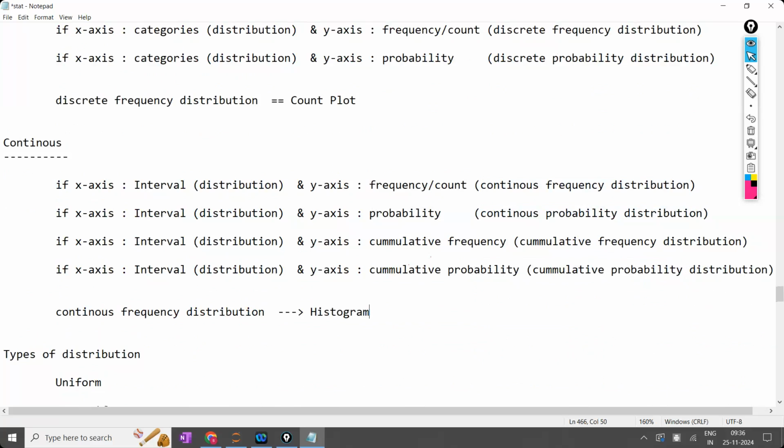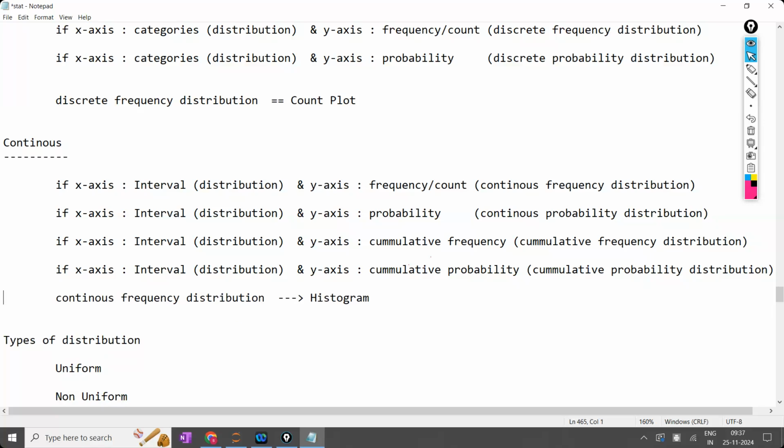Concept name is called frequency distribution. So in the interview, they'll ask, what is histogram? It represents the continuous frequency distribution. What is count plot? It represents the discrete frequency distribution. Representation is plot.